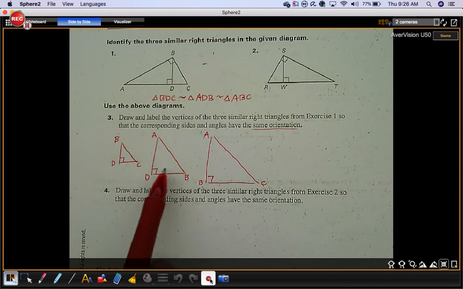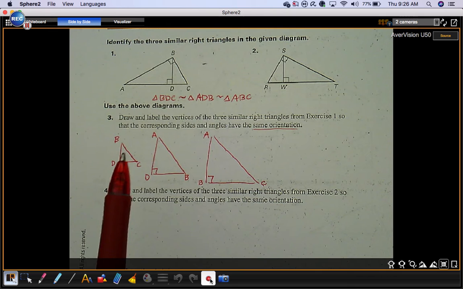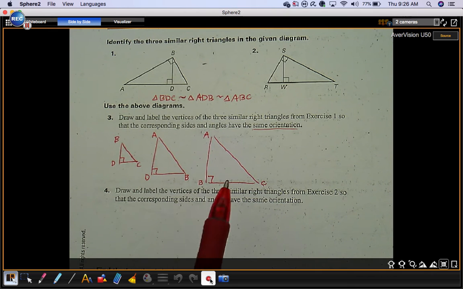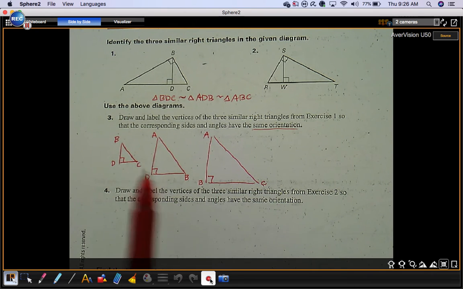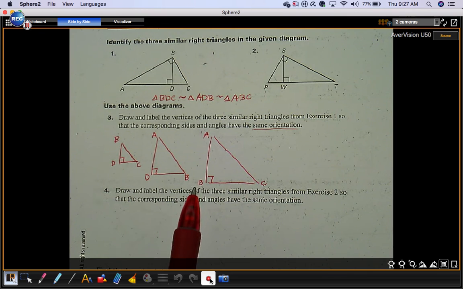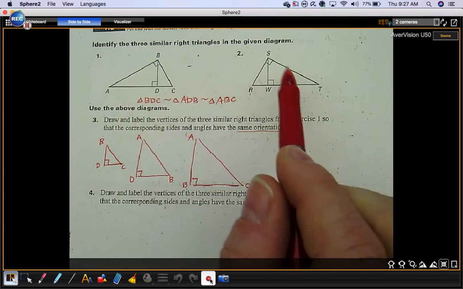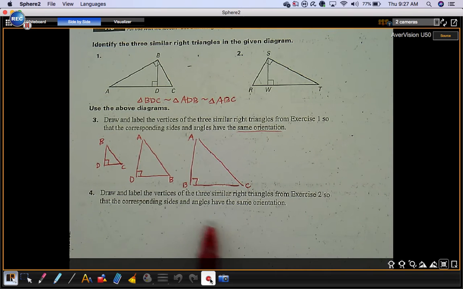Now, since these are similar, what's going to happen is you're going to have various lengths given here, and you can write a proportion that's going to help you solve for whatever lengths are missing. That's the whole point of this entire section. Okay, now number 2, I think we're doing the same kind of thing here with number 4. We're going to draw and label the vertices of three similar right triangles from exercise 2 so that the corresponding sides and angles have the same orientation.